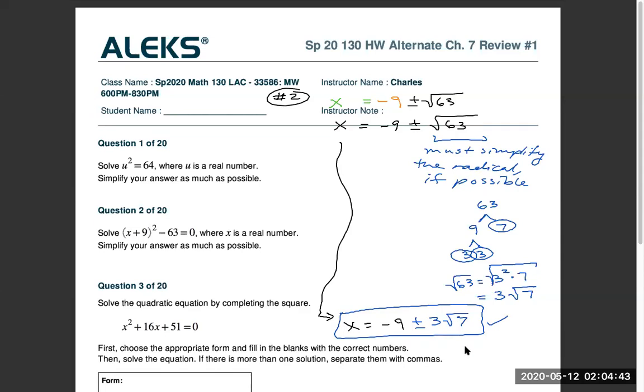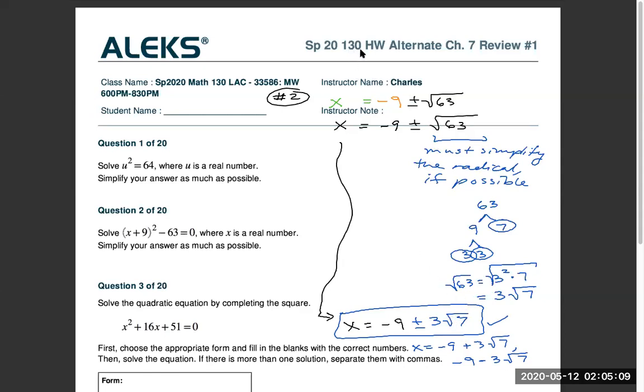Now, if I'm getting my classes mixed up, if Alex tells you to separate your solutions with commas, you'll put x equals -9 plus 3 square root 7, comma, -9 minus 3 square root 7. So the plus minus is where you're splitting your two solutions.